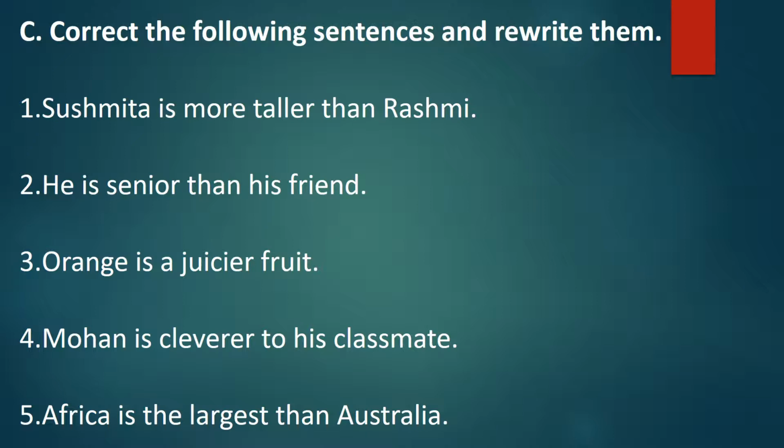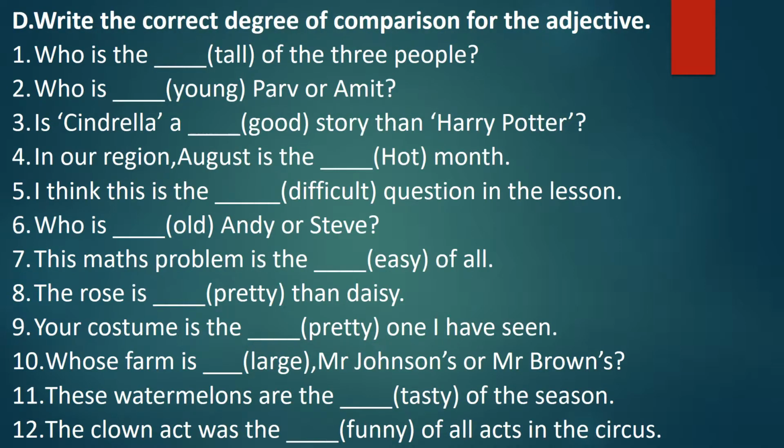The fifth sentence is, Africa is the largest in Australia. We are comparing the two. So, Africa is larger than Australia. I hope this exercise is clear to you now. Now, in this exercise, you have to write the correct degree of comparison for the adjectives. Okay. So, we have to write the correct degree.